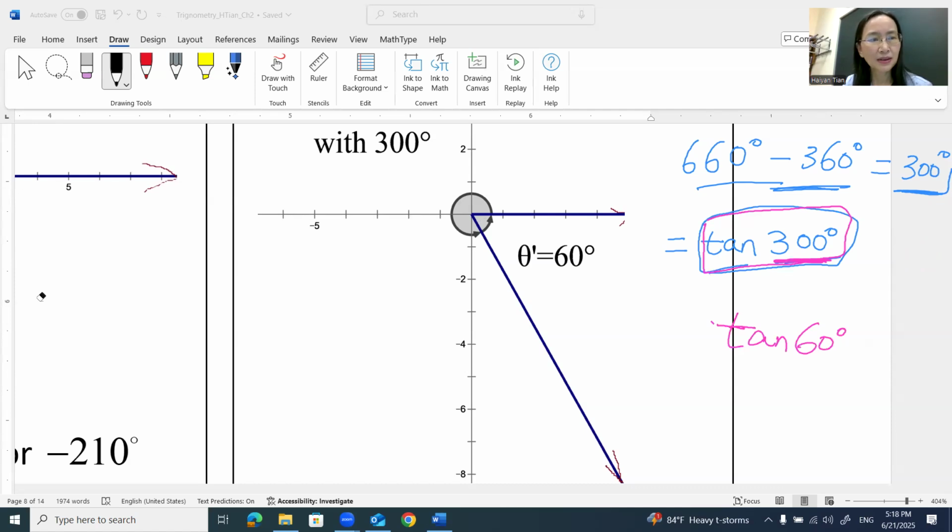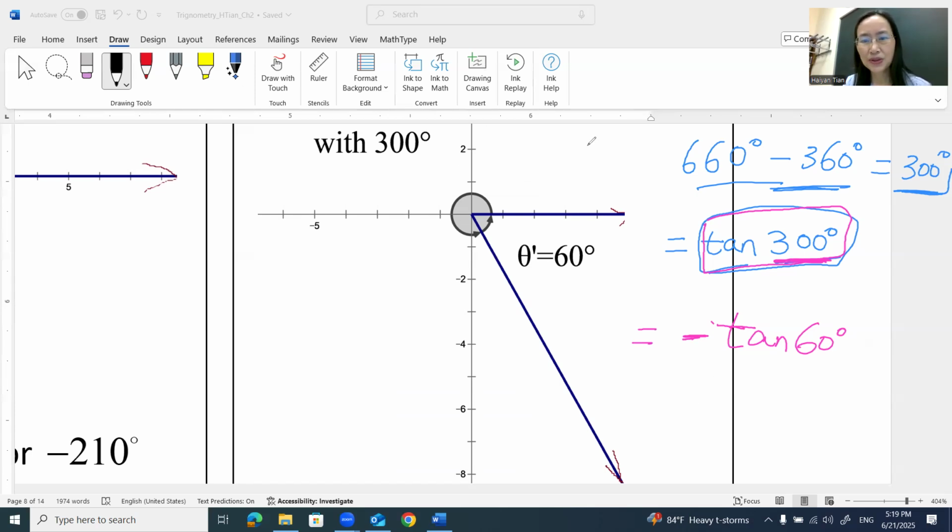That's why we have to put a negative sign. So tangent 300 degrees is negative of the tangent 60 degrees.